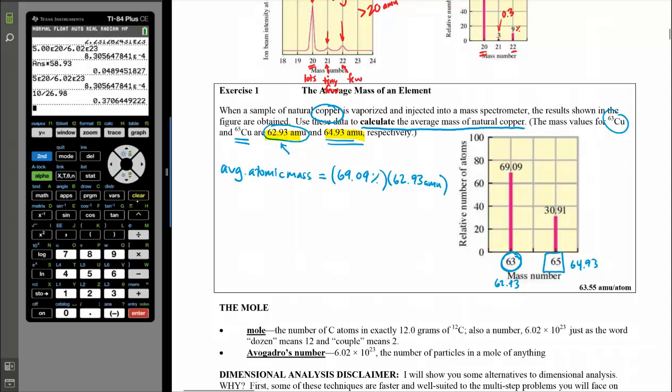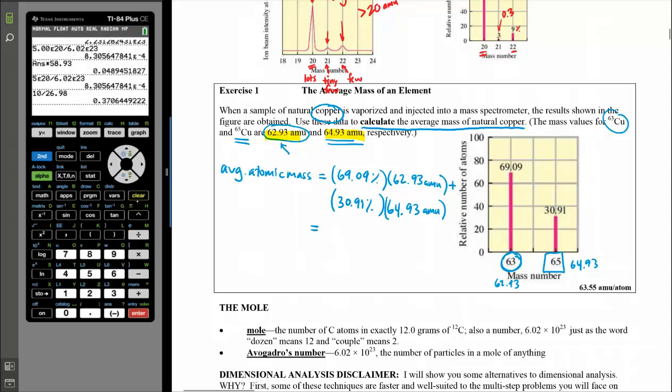Rounded off to the nearest whole number on our graph, but not in our math, because we don't need to round here. We want to keep our data as precise as we can. The other spike on our graph is 30.91%, and that represents the heavier copper 65, as we call it, with a mass of 64.93 AMUs. So again, these would be approximately 63 and approximately 65, but because we have precise numbers, those are the ones we're going to use in our calculations.